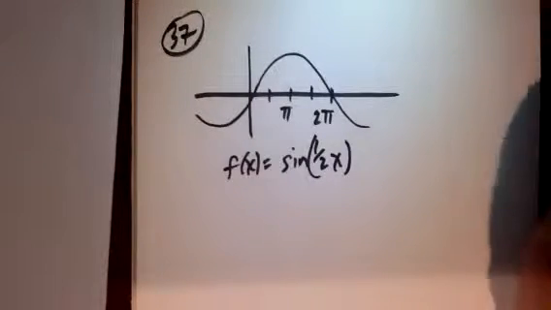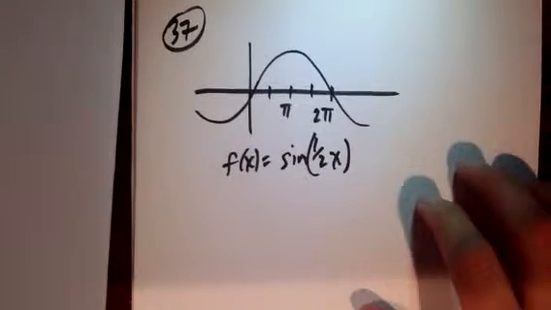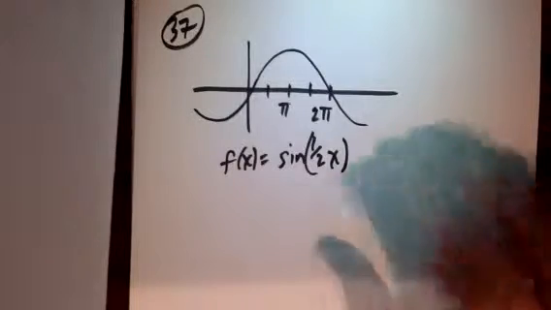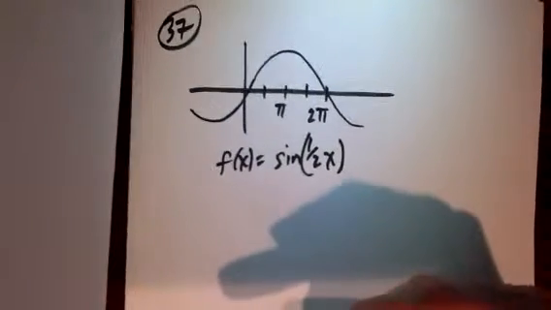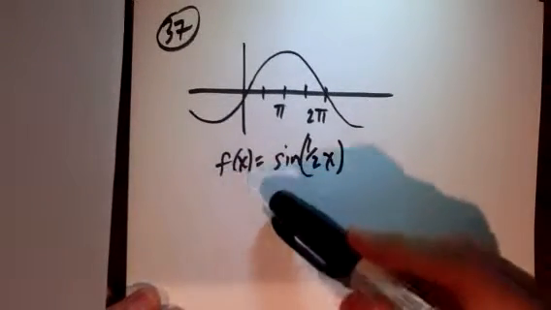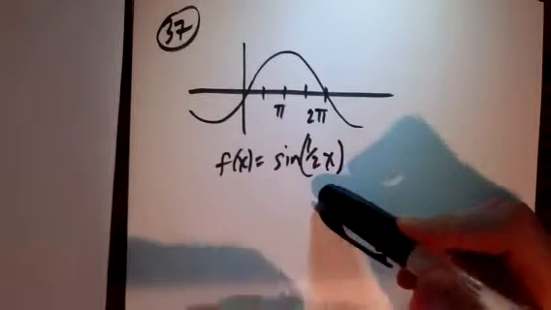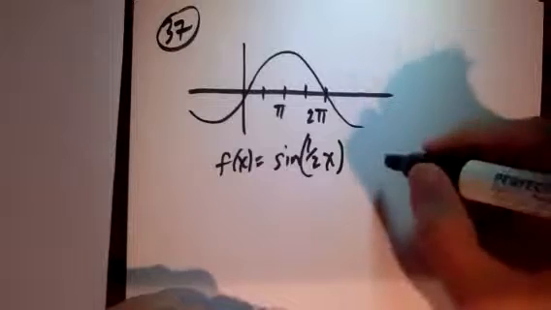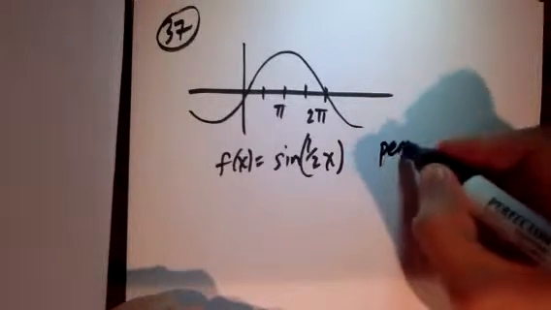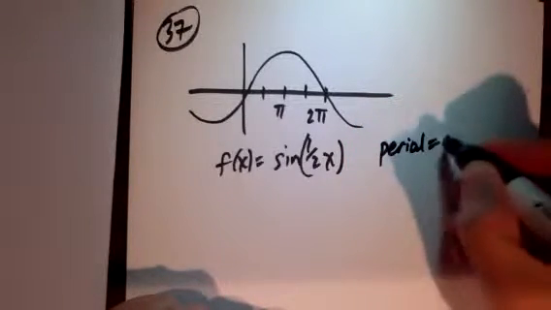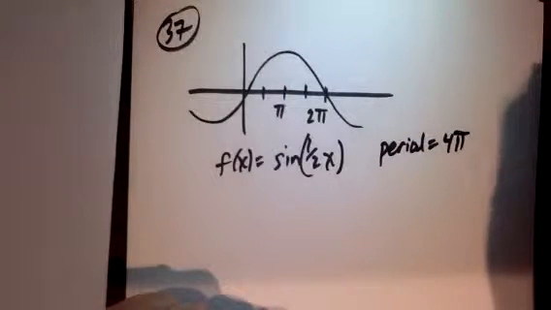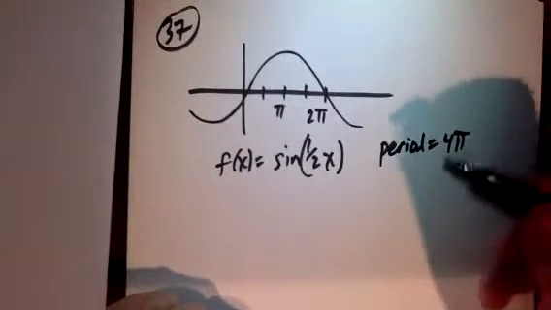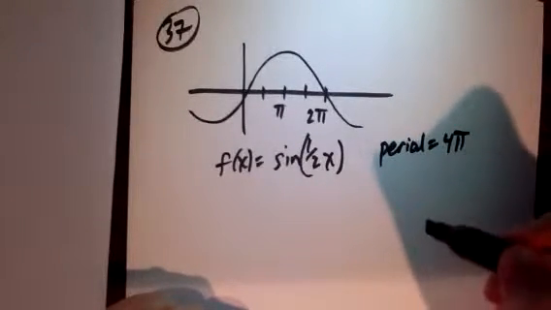This is the solution to problem number 37 from the Math Level 2 practice exam. You've got a function f of x equals sine of 1/2 of x. Sine of 1/2 of x means that you're going to have a period. Just to refresh your memory on that, the period will be 4 pi as opposed to 2 pi for a typical sine wave, sine of x.